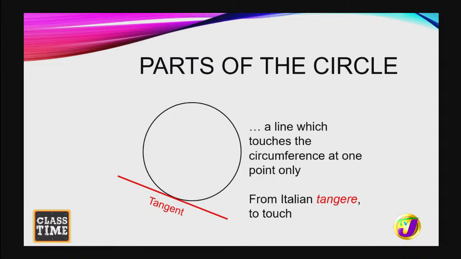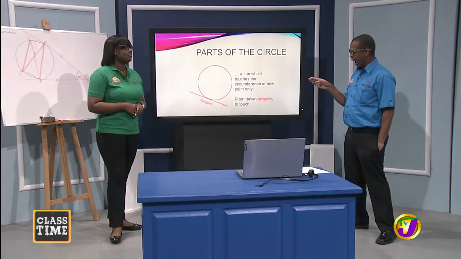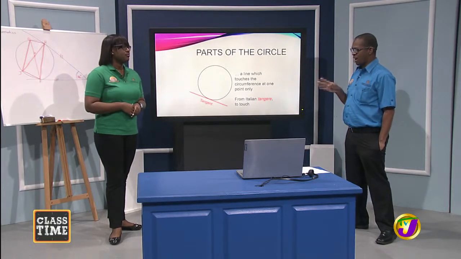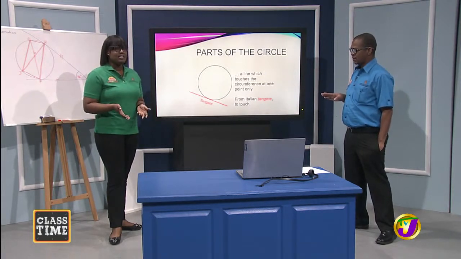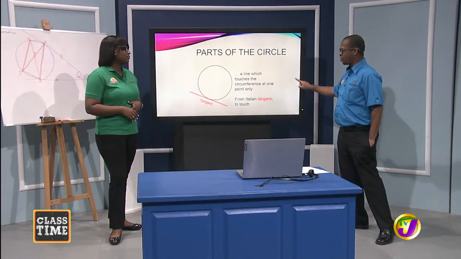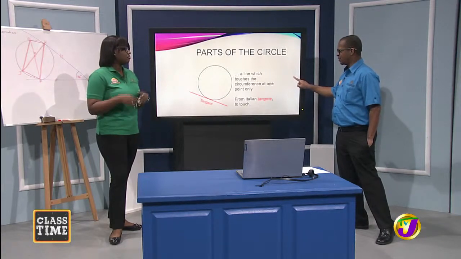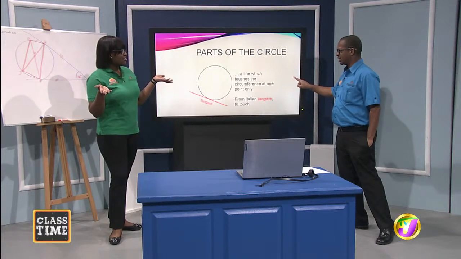Okay, and the most important thing, it can only touch at one point. If it touches at 2 points, it's no longer a tangent. That is correct. Okay. What would you think it would be, though? If a line touches the circumference at 2 points? Yeah, I don't know, sir. You tell me. What is that? I think that might be a chord.